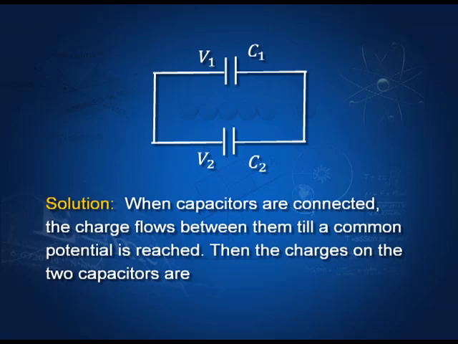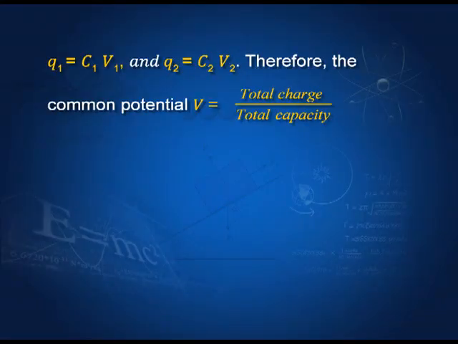Then the charges on the two capacitors, when the common potential has been reached, are Q1 equals C1 V1 initially, and Q2 equals C2 V2. The total charge is therefore Q1 plus Q2, which is C1 V1 plus C2 V2. Total capacitance of the capacitor is C1 plus C2, because they are in parallel arrangement. Therefore, the common potential is total charge by total capacity, (C1 V1 plus C2 V2) by (C1 plus C2).